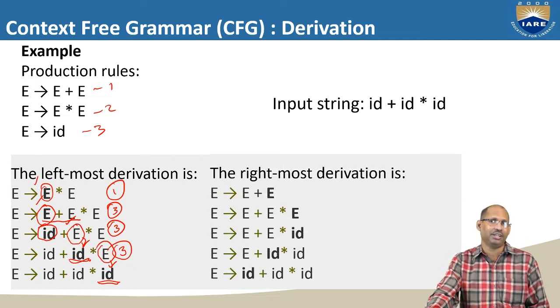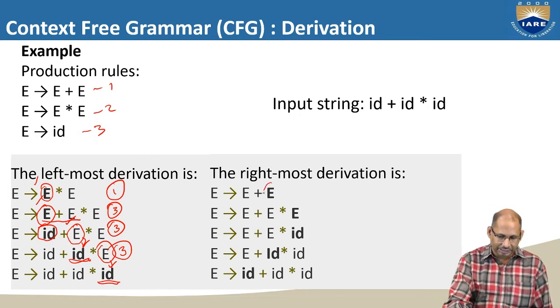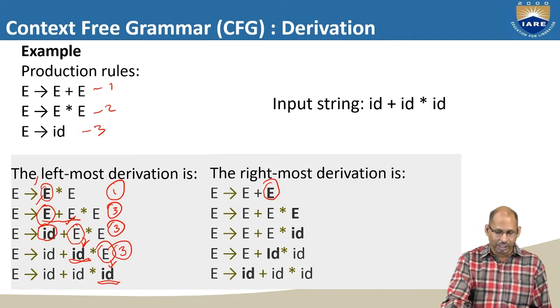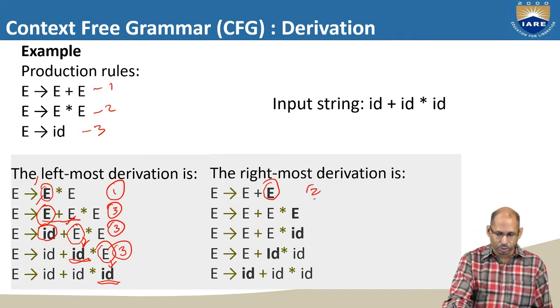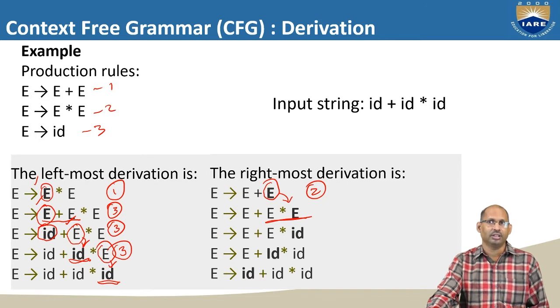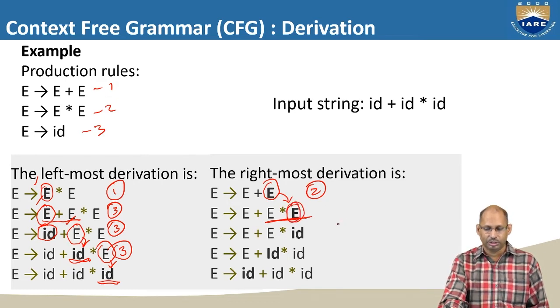Then rightmost derivation. Here in this rightmost derivation, this is a right hand variable, right? So we are selecting production number 1. Then we are using production number 2 for this expansion, E equal to E into E, right? Then what is the right hand variable? This is the right hand variable. So we use the right hand variable for the expansion, right?